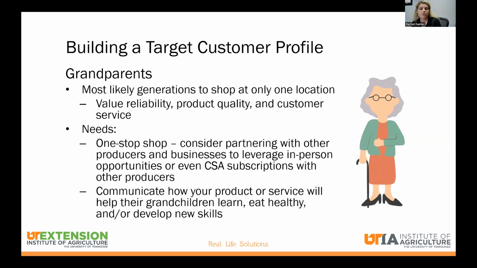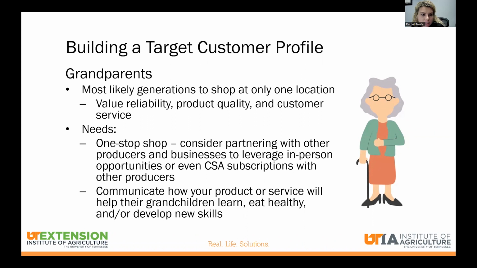They are the most likely generation to only shop at one location, though. So you need to be really thinking about, where does this customer already go? If you were trying to target a grandparent, if that is your target customer, then where are they already shopping for their groceries? It is a great location to put your cut flowers because they're already going there. They don't like to add another stop onto their routine. They are really interested in having a set routine typically, and they don't like to stray from it. So try to find out where they're already going and how your product could be there.